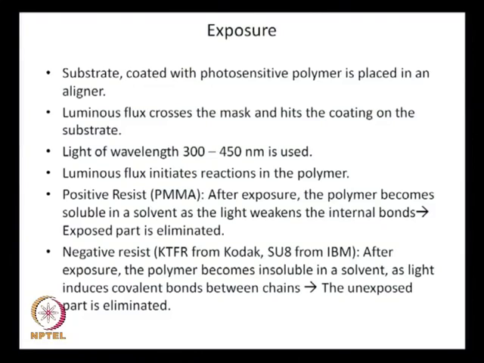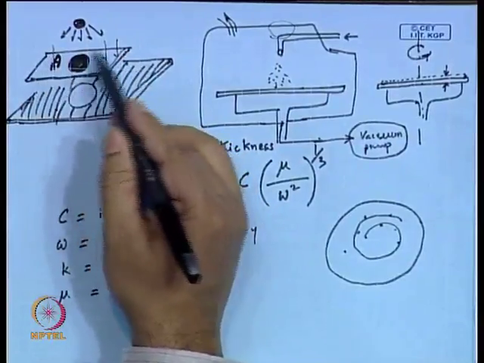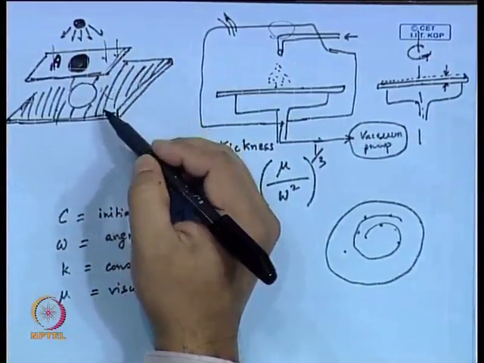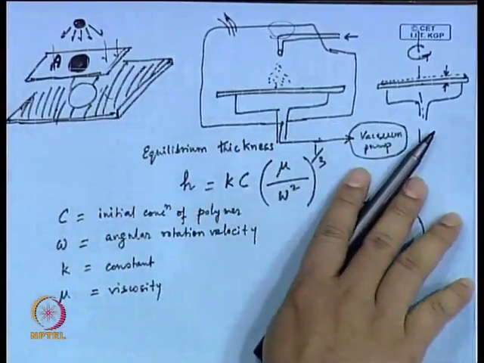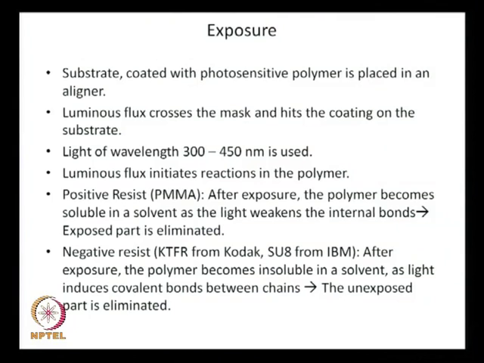Now, the exposure step: the substrate coated with photosensitive polymer is placed in an aligner. The aligner is the mask aligner. That means the mask has to be made parallel to this substrate, so you have to make sure that there is a precise aligner that does this job. Luminous flux crosses the mask and hits the coating on the substrate. That is exactly what I said, right. Light of wavelength 300 to 450 nanometer is used. Luminous flux initiates reactions in the polymer, that is, it has to alter the solubility pattern.